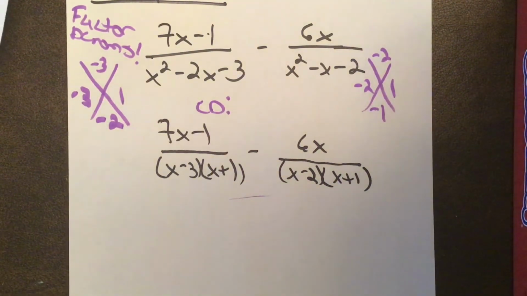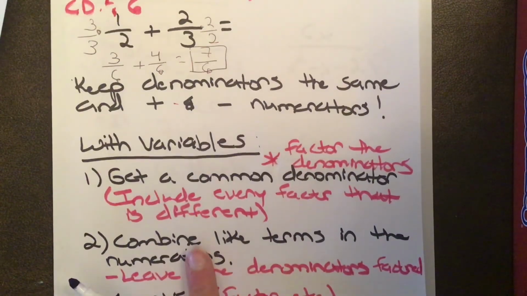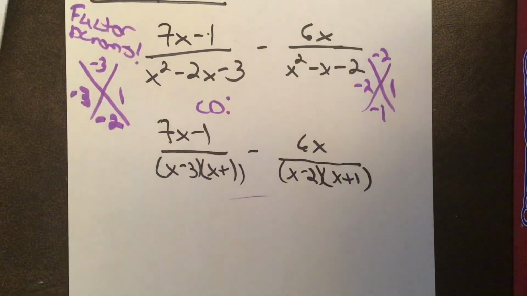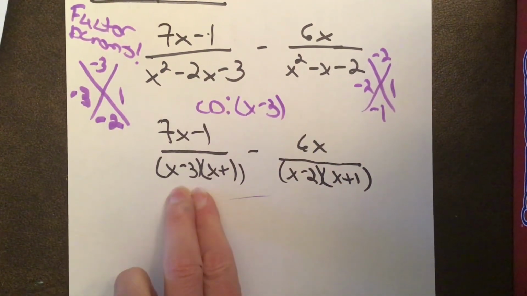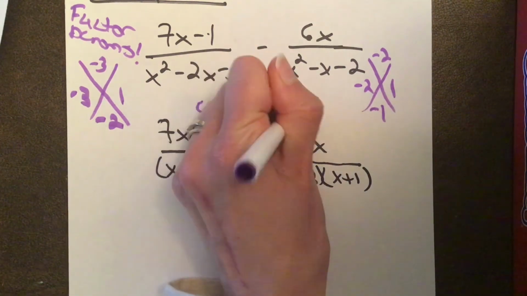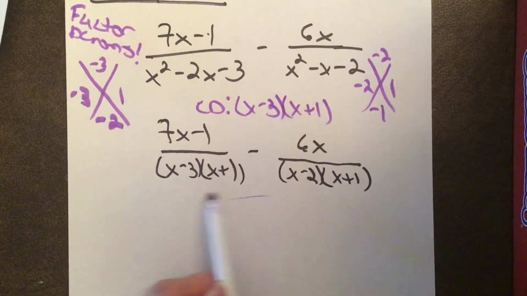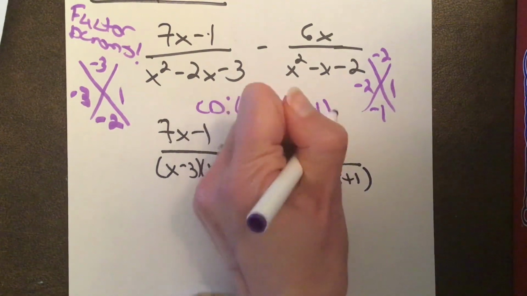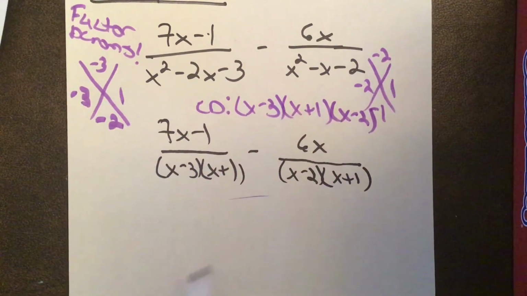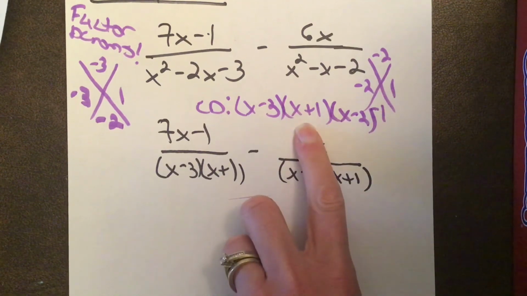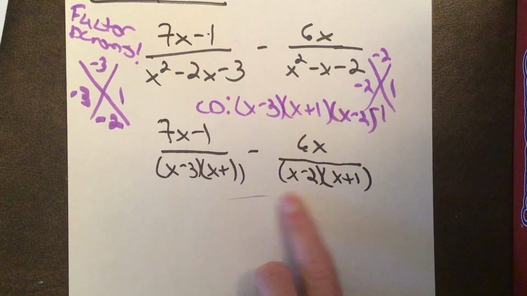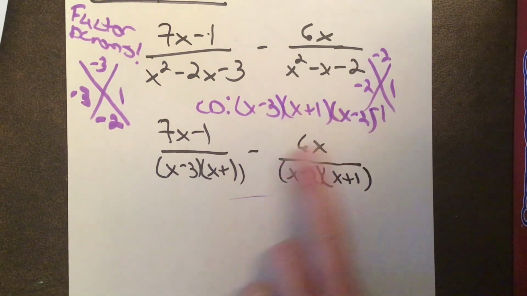Remember, your common denominator has to include every factor that is different. So my common denominator has to include an x minus 3. This is one factor. Remember, connected by addition or subtraction, that's one factor. It has to include x plus 1. Okay, that's my other factor. It has to include x minus 2. And then x plus 1. Okay, the reason I don't need to worry about that is I already have x plus 1 in there. So they already have x plus 1 in common, so that's in there. And then I have to also include the x minus 3 and x minus 2. So that's what I was talking about earlier when I said you have to include every factor that's different.